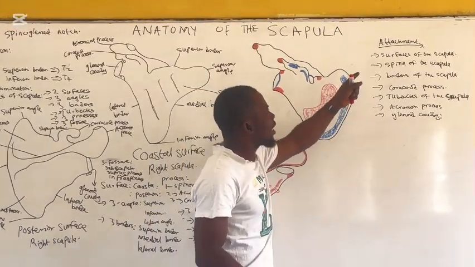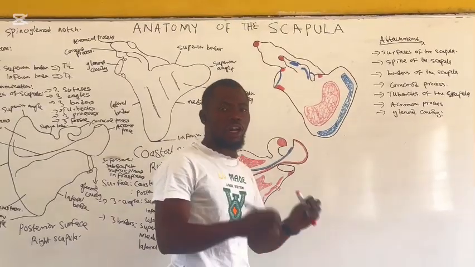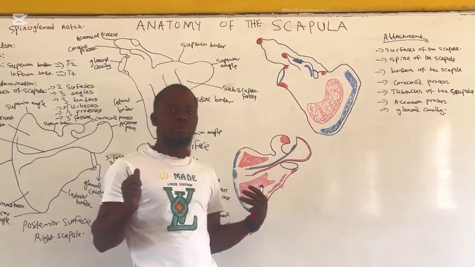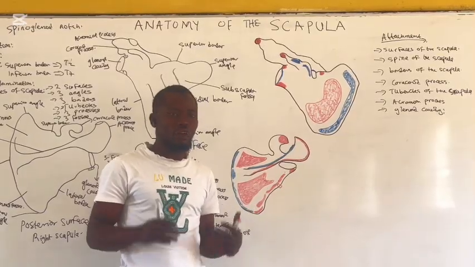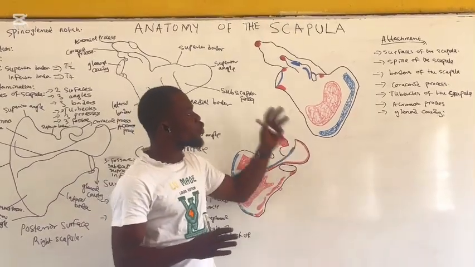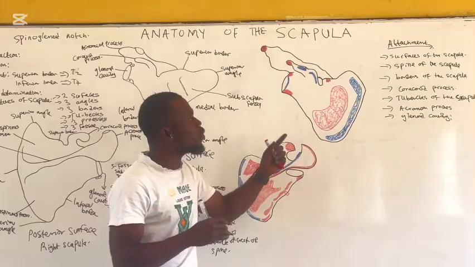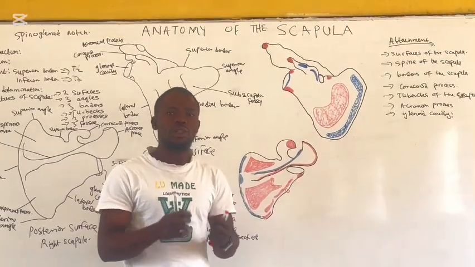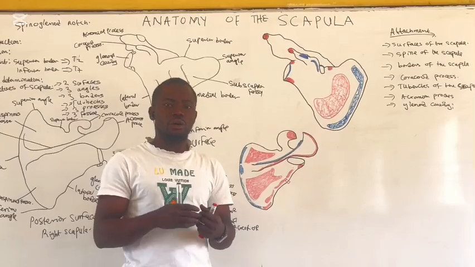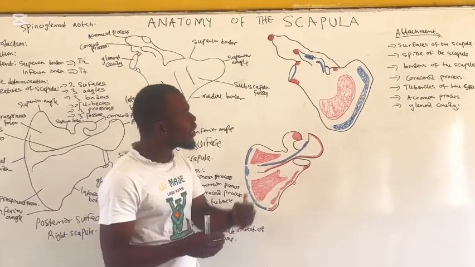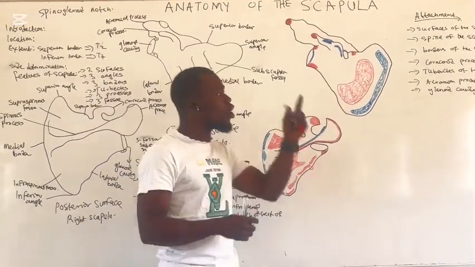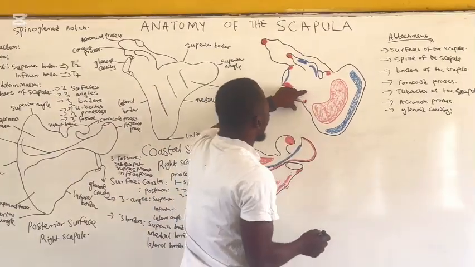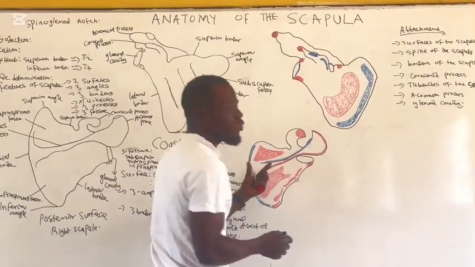First one, the attachment on the surface of the scapula. We already know that the scapula has two surfaces, the costal surface and the dorsal surface. The major muscle attached to the costal surface of the scapula is the subscapularis muscle. The subscapularis is a multipennate muscle which arises from the subscapular fossa. This structure here will show us the attachment of the scapula.